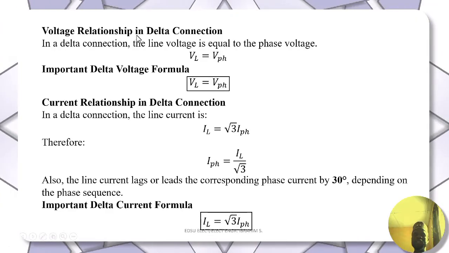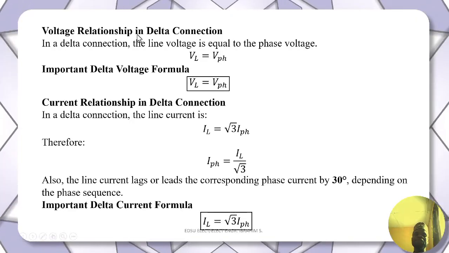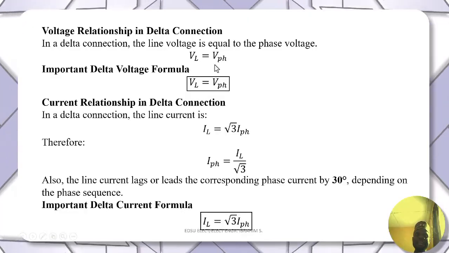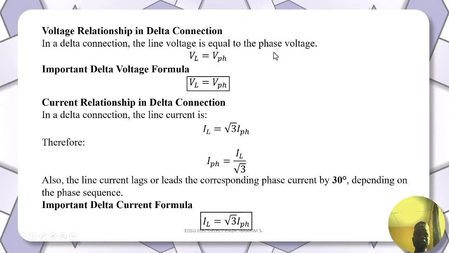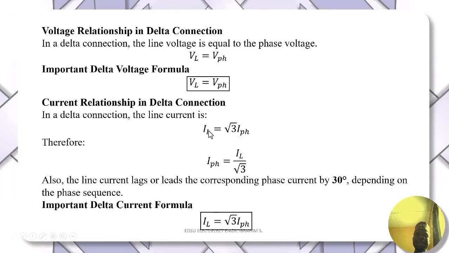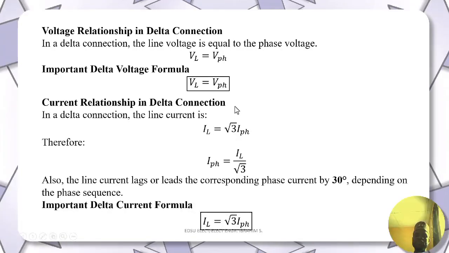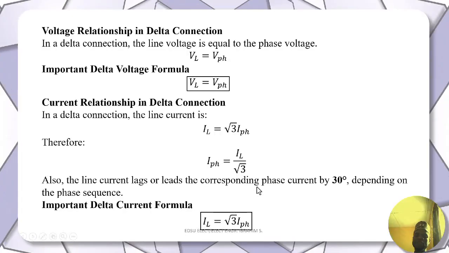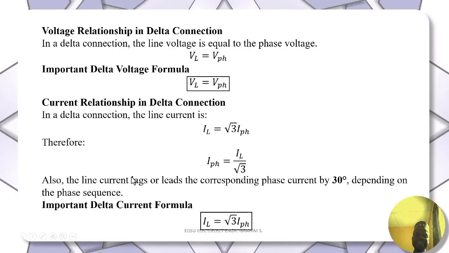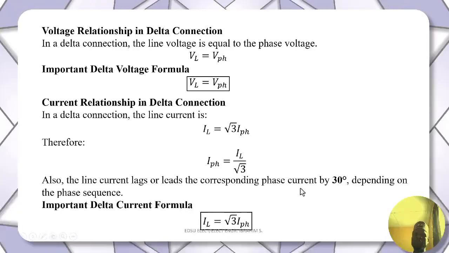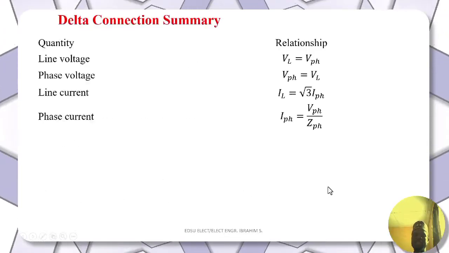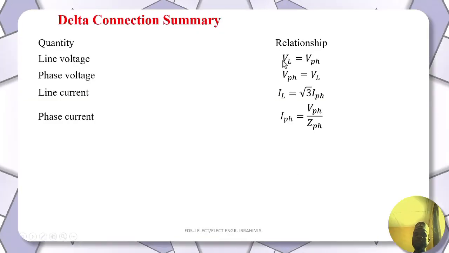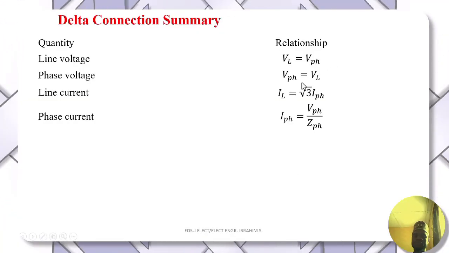So the voltage relationship and current relationship in delta connection. For delta connection, the V line and the V phase are the same, they are equal. However, for the current, my I line is root 3 of the I phase, or the I phase is I line divided by root 3. And the line current lags or leads the corresponding phase current by 30 degrees, just like what we saw in star connection.